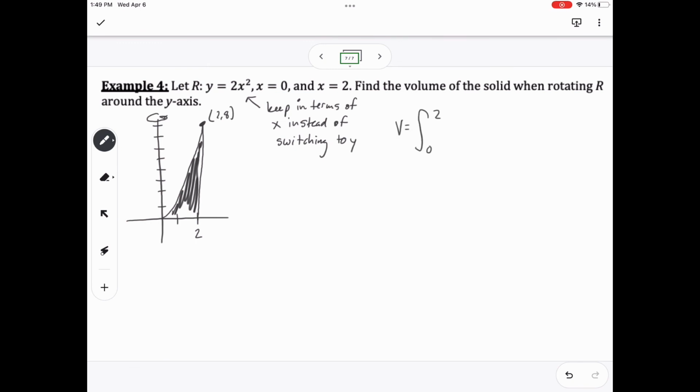So here, I'm going from 0 to 2 instead of from 0 to 8, essentially. And so now I'm able to say 2 pi, and then since I'm talking about x, it's times x, that's my radius there. And then here it'll be 2x squared minus 0.